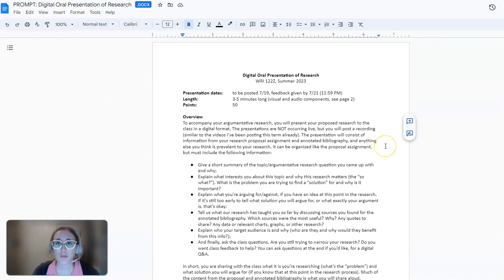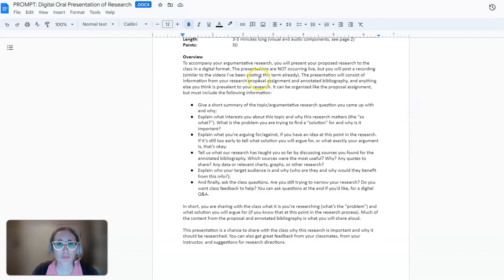Okay, so here's the prompt for the digital oral presentation of research. Like I said, this one's not going to be due until week 4, but to give you as much time as possible to work on it and to think about the prompt, I wanted to talk about it during week 3 just because it is coming up. But let's look at it together, and you can find this prompt under the week 3 module on Canvas.